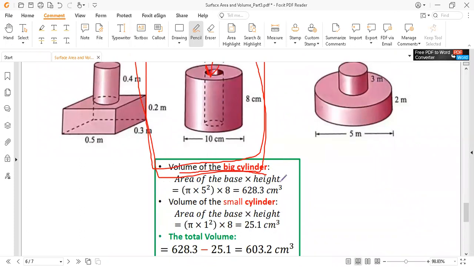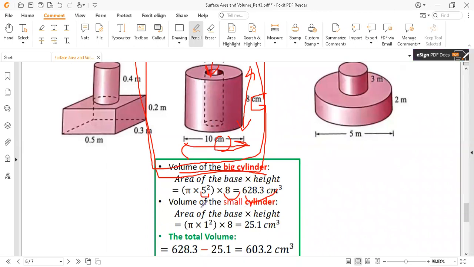It is the area of the base times the height. The area of the base, normally it is pi r squared, and we have a diameter of 10 centimeters. So normally the radius is the half, so 5 squared times the height. The height of both cylinders is 8 centimeters. So we multiply by 8 centimeters to obtain, to the nearest 1 decimal place, 628.3 centimeters cubed. Centimeters, because all the lengths are given in centimeters.